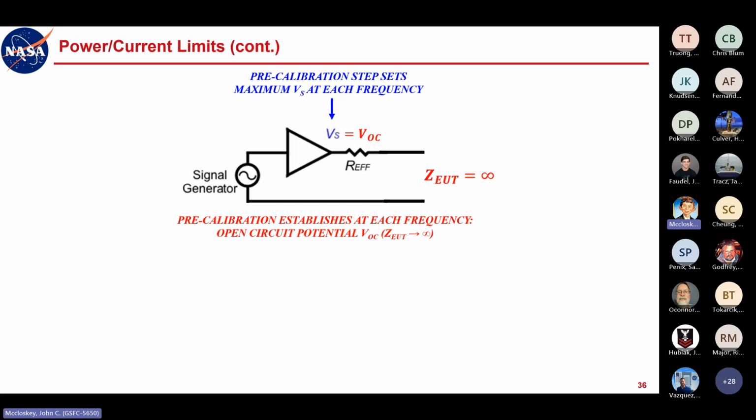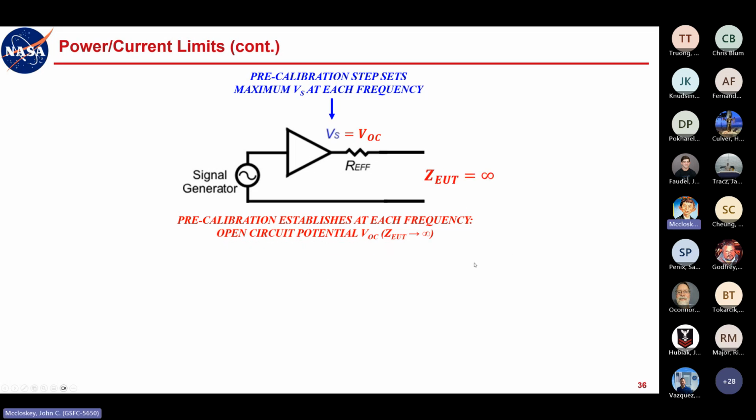So the first thing it's doing is setting your open circuit potential. It'll establish at each frequency the open circuit potential VOC for when the input impedance of your EUT goes to infinity. Now, your control loop is going to limit you to the desired potential, right? So theoretically, you should never reach this, but we'll get to a case where you have to pay attention to this.